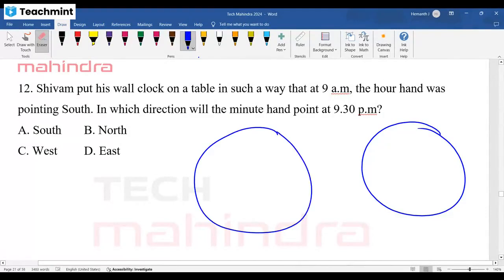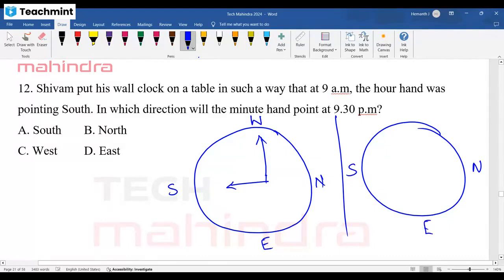Nine a.m. At 9 a.m. this is south, which means the opposite is north. Clockwise, after north comes east, then south, then west. So same thing: north, south, east and west.